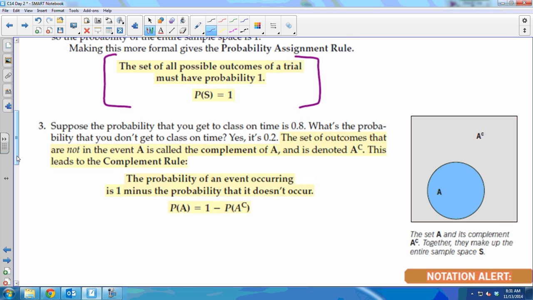The set of outcomes that are not in a specific event is called the complement. Our book uses the event with a C, that's a complement. Other books use different notation. But the probability of an event occurring is 1 minus the probability that it doesn't occur. So that might be helpful for some things today.